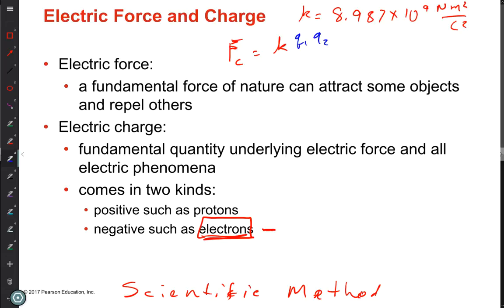Times Q2 divided by the separation between them squared. That should look familiar. That's exactly like the gravitational law, Newton's law of gravitation, except instead of capital G, we have K. But they're both constants. And instead of mass 1 times mass 2, we have Q1, charge 1, times Q2, charge 2. And then it's divided by the separation squared again.